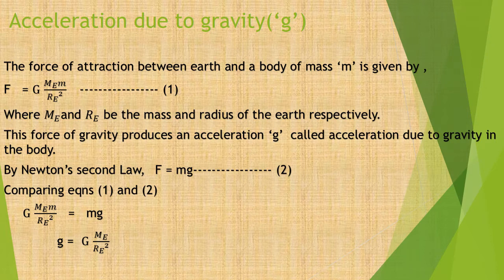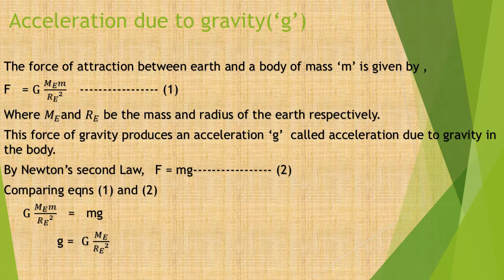The force of attraction between the earth and a body of mass m is given by F = G Me m / Re². We know, children, that the force of attraction between two bodies having masses m1 and m2 and separated by a distance d is F = G m1 m2 / d². But here, since we have taken the first object as the earth, and the second object, which is undergoing free fall, has a mass m, and the distance between them is Re, we get this particular equation.